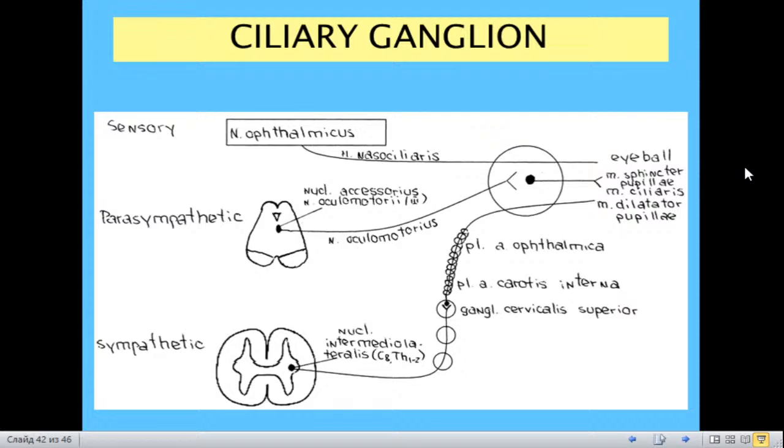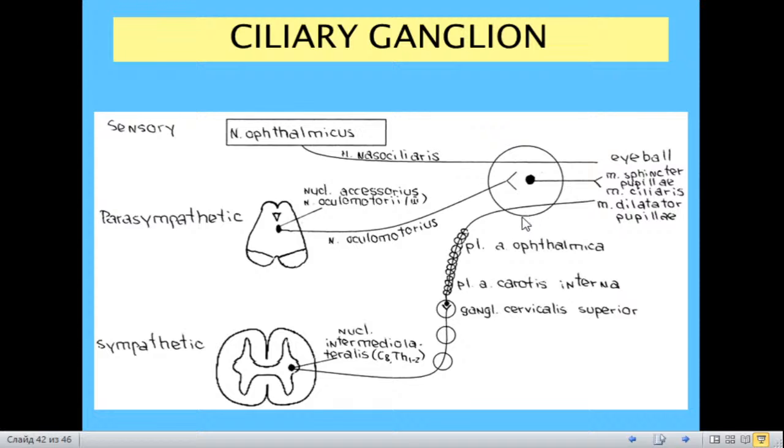How to describe this picture? Actually, according to each ganglion, you have to say some things. First of all, topography, then how this ganglion receives fibers, and how fibers move after ganglion and what they are supplied to. First one, ciliary ganglion, which is found in tissue of orbit.